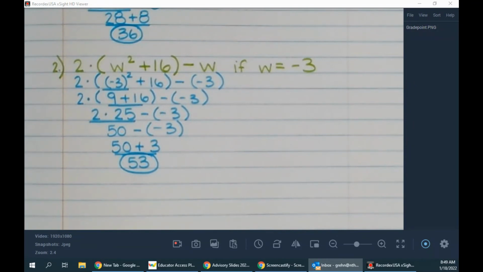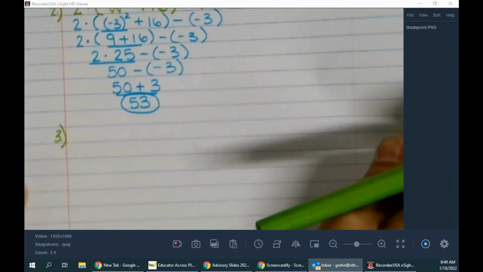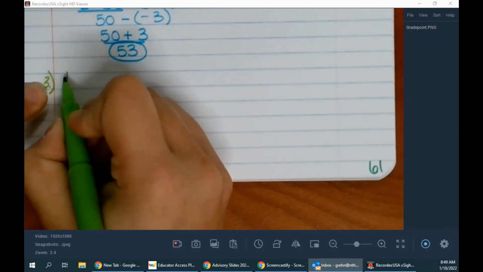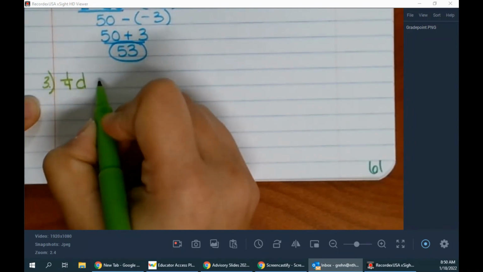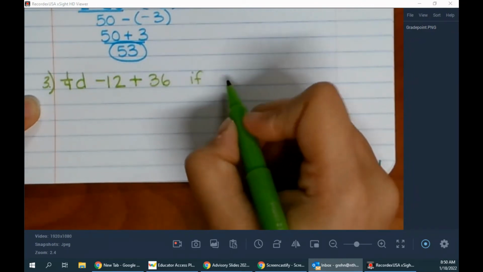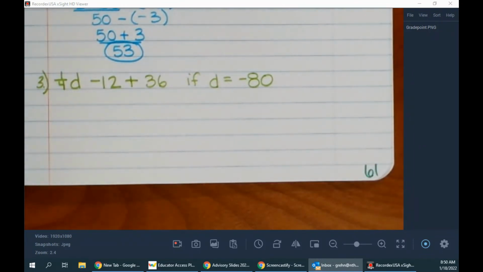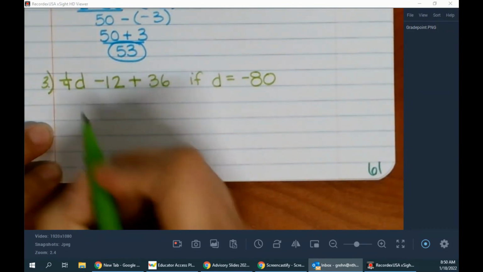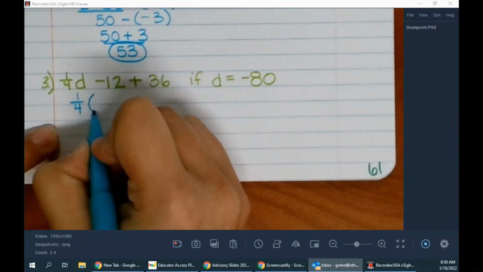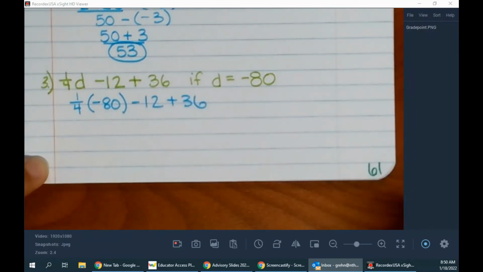Okay, let's look at one last example here. For this last one, we have 1/4 d minus 12 plus 36 if d equals negative 80. Okay, so first step, I'm just going to plug in the value for the variable. So now I have 1/4 multiplied by negative 80 minus 12 plus 36.